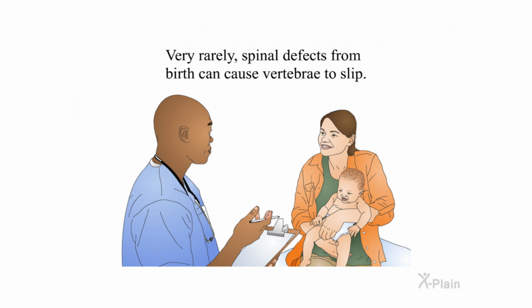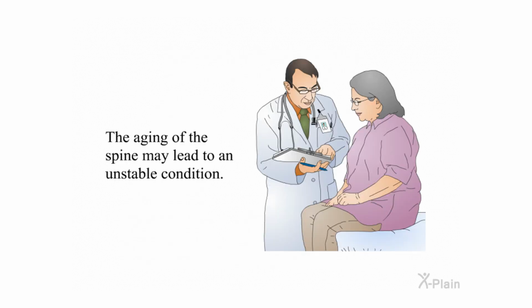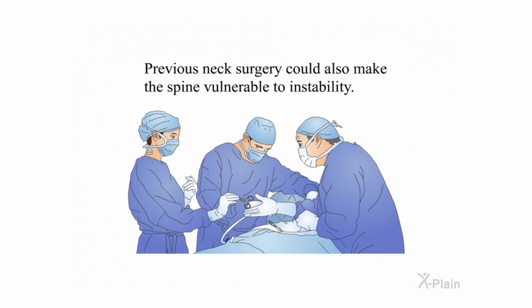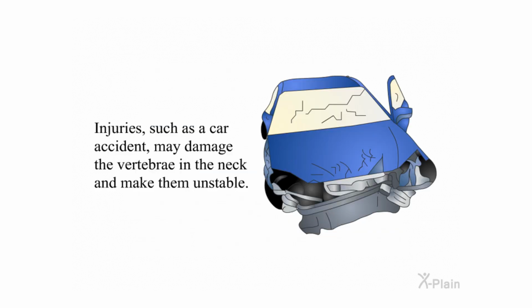Very rarely, spinal defects from birth can cause vertebrae to slip. The aging of the spine may lead to an unstable condition. Tumors in or near the spine can also result in slippage of the vertebrae. Previous neck surgery could also make the spine vulnerable to instability. Injuries such as a car accident may damage the vertebrae in the neck and make them unstable.